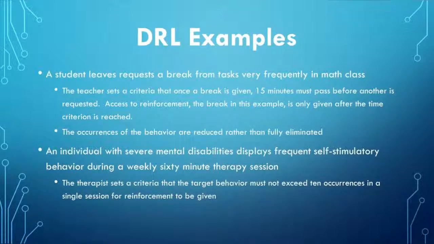DRL looks very similar to a changing criteria design. A criteria is established that is very close to the normative occurrences of the target behavior. As each criterion is met, slowly increase the requirements. In the first DRL example, for instance, the teacher could at first require 5 minutes to pass, then 10 minutes, then 15, then 20, and so on.